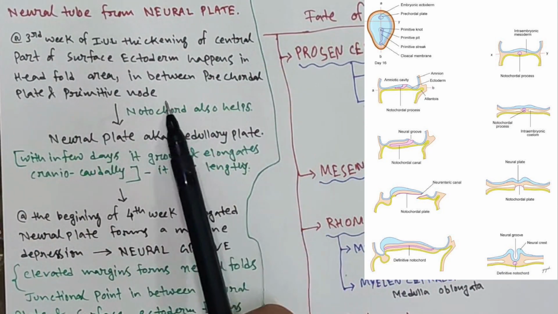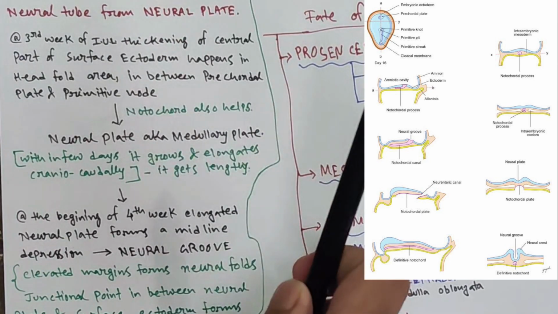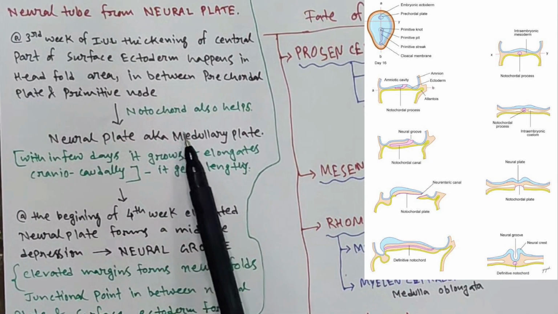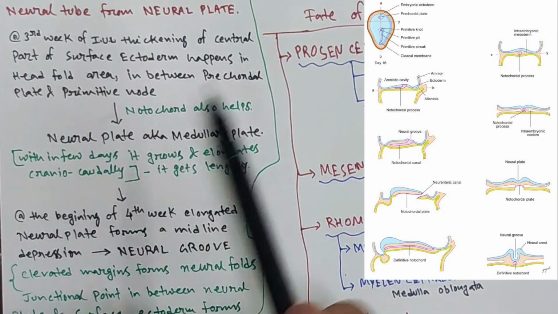Now, the center part of the surface ectoderm gets thickened at the third week of intrauterine life. Now, along with this, a part of the notochord also helps in the formation of the neural plate. Now, this neural plate is also known as medullary plate. You understand how the neural plate forms?